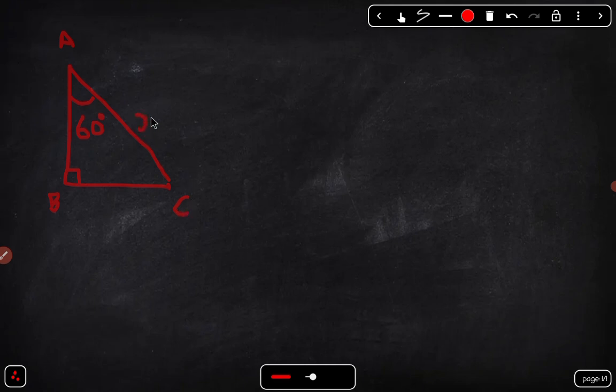Here you are given X, and here you are given 4 meters. The question says solve or find X. So one thing you're going to do first of all is to identify which one is your hypotenuse, which one is your adjacent and opposite. The hypotenuse never changes. The hypotenuse will be this side, so this will be your hypotenuse.